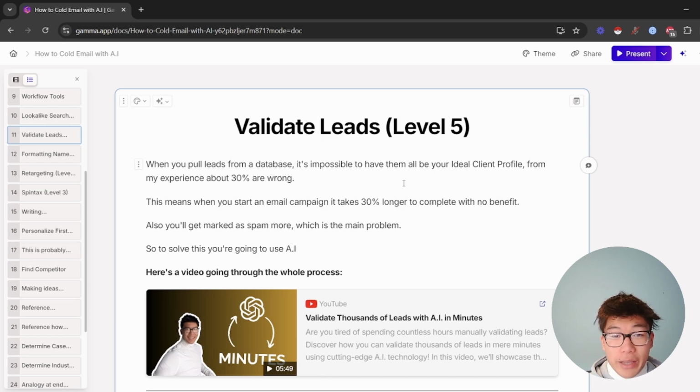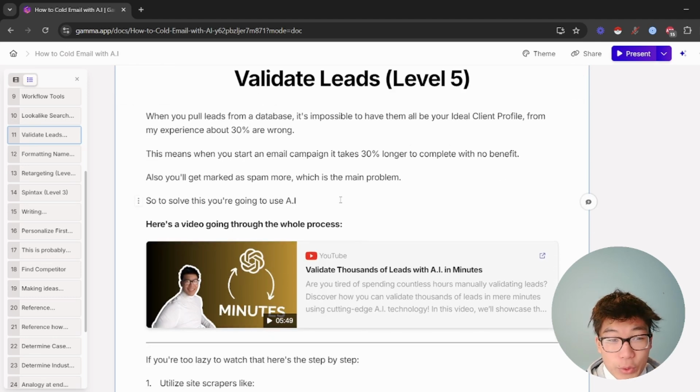This means that when you start an email campaign, it takes about 30% longer to complete with no benefit. That's a lot of time. In that 30%, you could be reaching out to 30% more people. That's 3,000 people if you're contacting 10,000 leads. And you'll also get marked as spam more. Let's say you're an automation company and you email another automation company offering automation services. That doesn't make any sense, does it? And you'll get marked as spam more, which is the main problem.